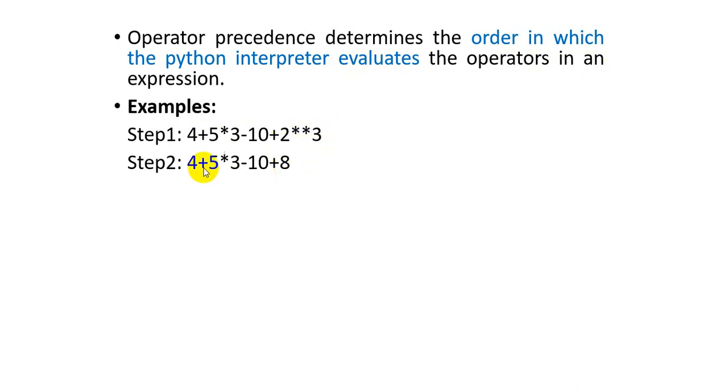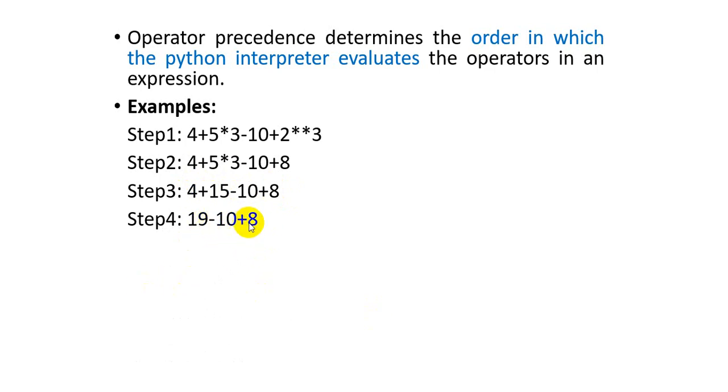Now see this: 4 plus 5 star 3 minus 10 plus 8. Here the star operator has the highest precedence. 5 star 3, 15, is calculated in the next step. So 4 plus 15 minus 10 plus 8. Here plus, minus and plus have equal precedence. The associativity comes into play here. The associativity is left to right. 4 plus 15, 19, is calculated in the next step. So 19 minus 10 plus 8.